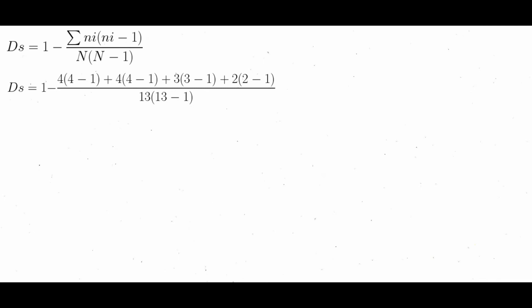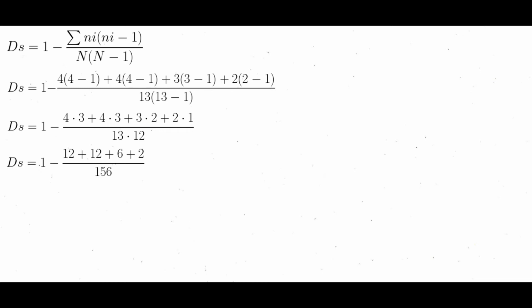And then all of this divided by 13, which is the number of all individuals, times 13 minus 1. And then for TS, we got 1 minus 4 times 3 plus 4 times 3 plus 3 times 2 plus 2 times 1, all of this divided by 13 times 12. So for the DS, we got 1 minus 12 plus 12 plus 6 plus 2, and all of this divided by 156. So for DS, it's 1 minus 32 divided by 156.